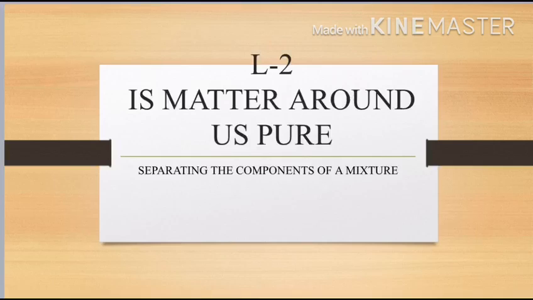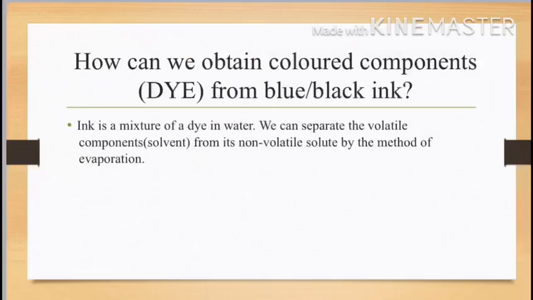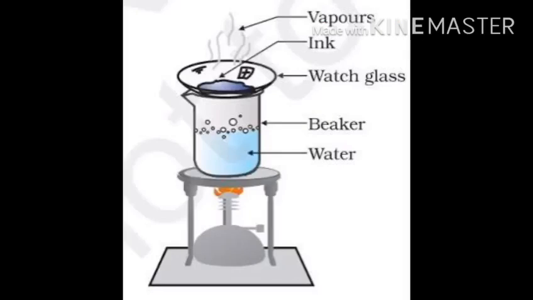The first method is: how can we obtain colored components from blue-black ink? The process used for this is evaporation. The process of evaporation is used to separate the volatile component from its non-volatile solute. On evaporation, the dissolved substance is left as a solid residue when all the liquid has evaporated.